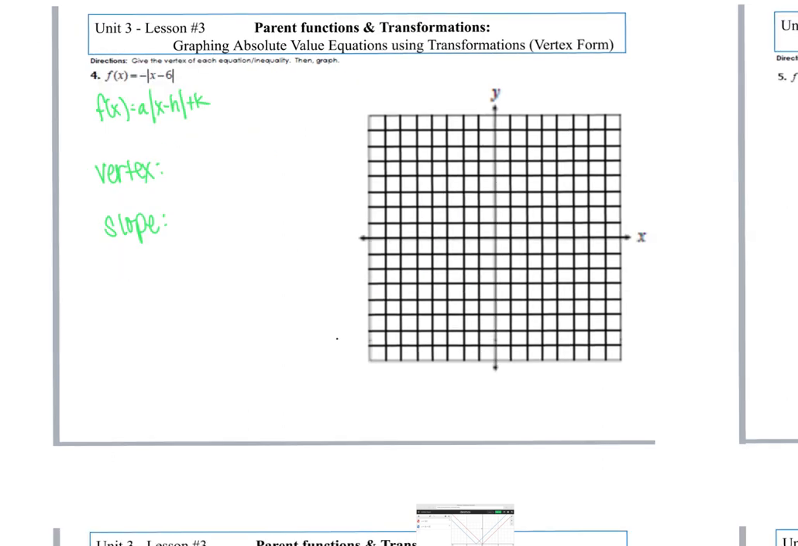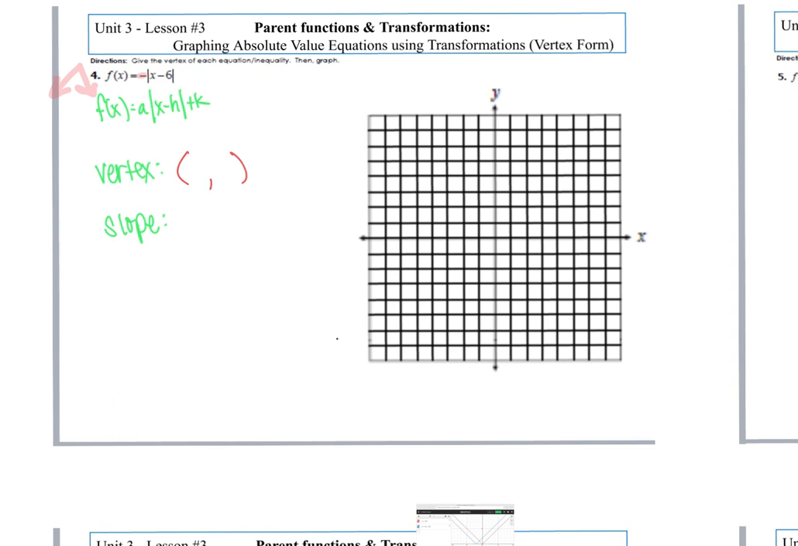For number 4, we have f of x is equal to negative, and then the absolute value of x minus 6. Now, as soon as I see this negative sign on the outside, I should be thinking that I have a V that's going downwards. So we should be expecting that as we graph. And let's look. What we need from the function is we need to first get the vertex. We need an x and a y value.